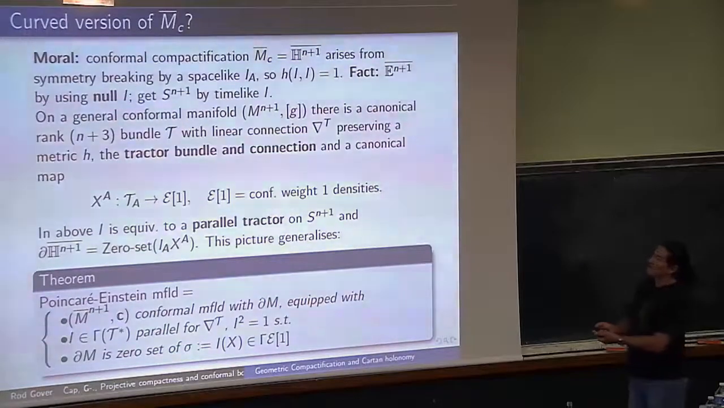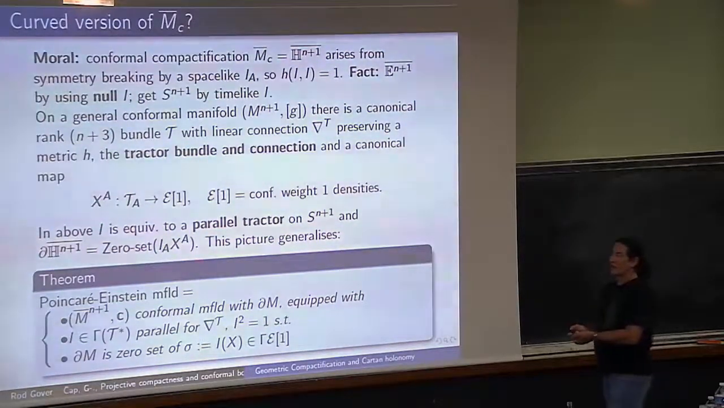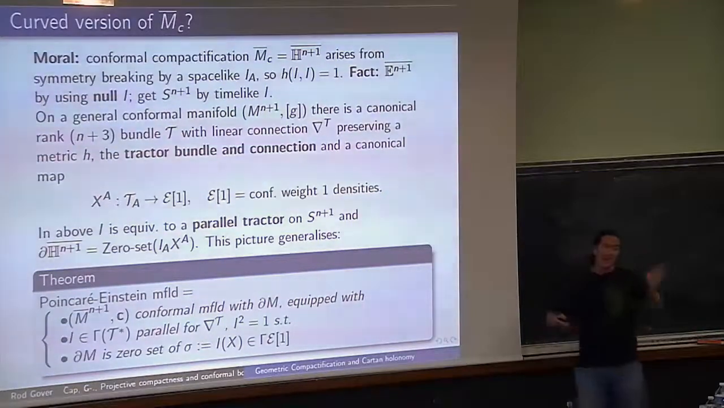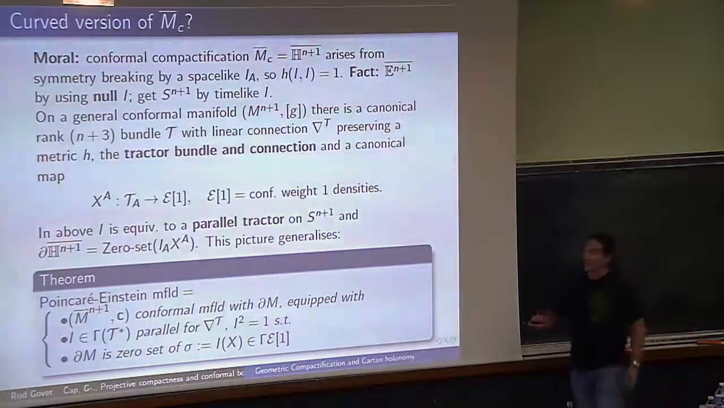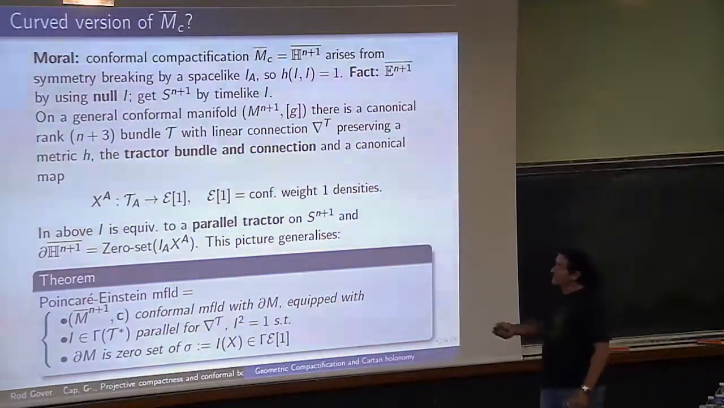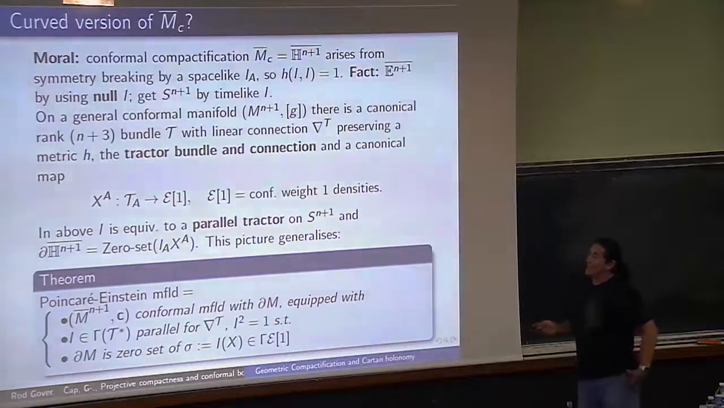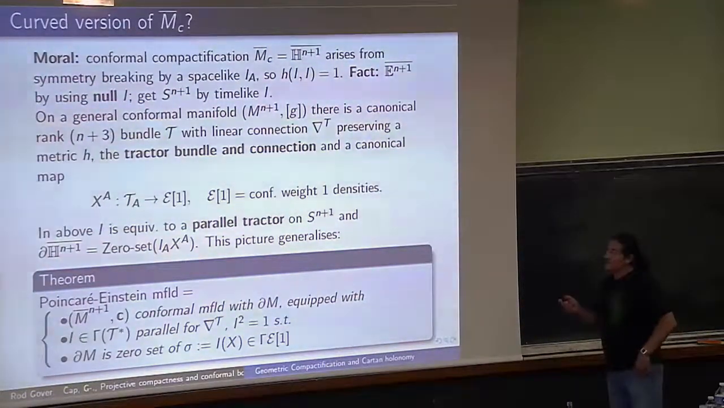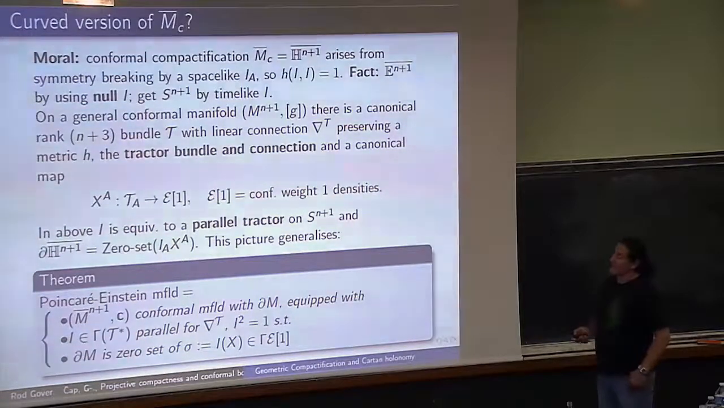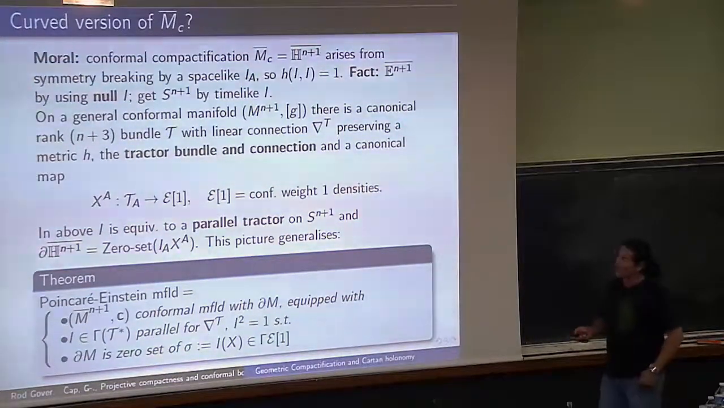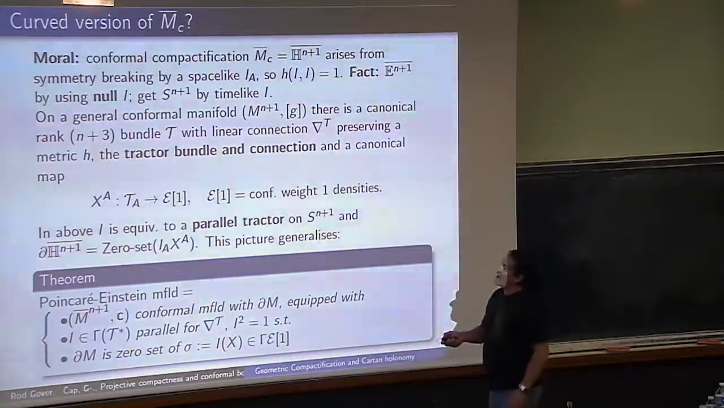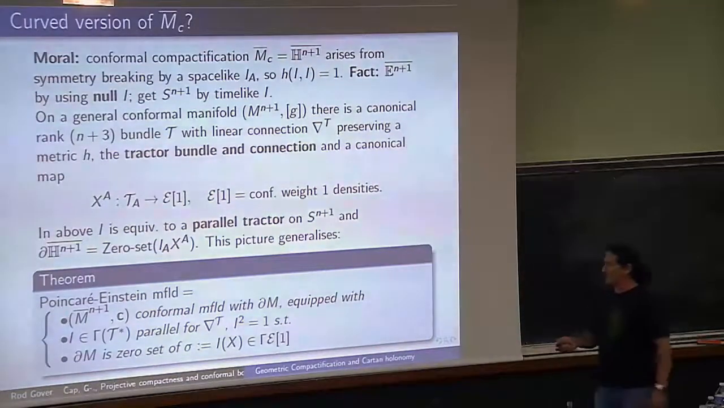So this parallel section may have a certain component, the leading component of it, which you can project off canonically, that has a zero locus. And when that happens, it gives you the conformal infinity of your structure. So there's a very general way to understand, in a sense, how the Poincaré-Einstein manifold arises. And here it is summarized as a kind of theorem. It's really a definition, if you like.